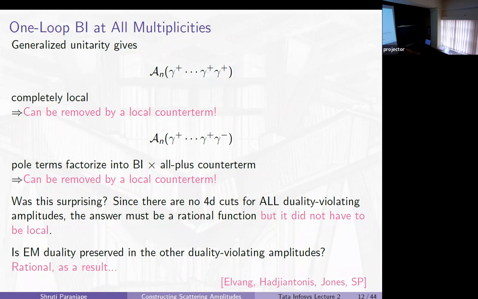No, this is all plus, right? It needs to have an equal number of plus and minus. So this vanishes at tree level. What number of plus and minus helicities? So what you say is you have to say what is in and what is out. They're all outgoing when I say that. Okay. Yeah, that's the convention, all outgoing.